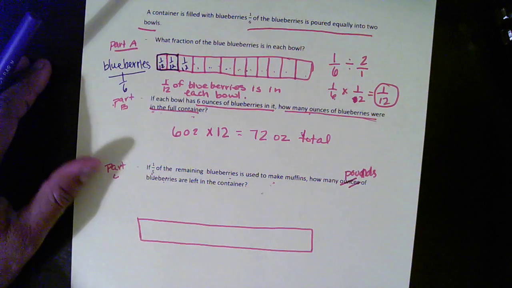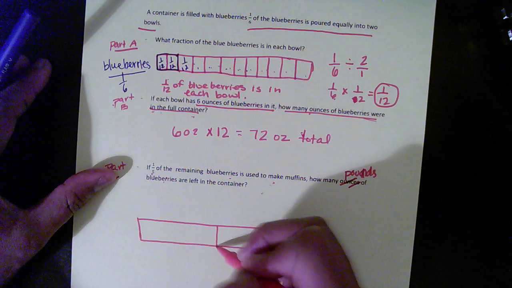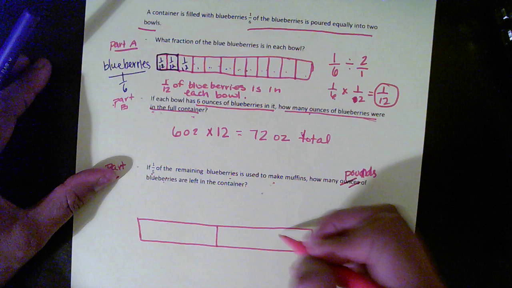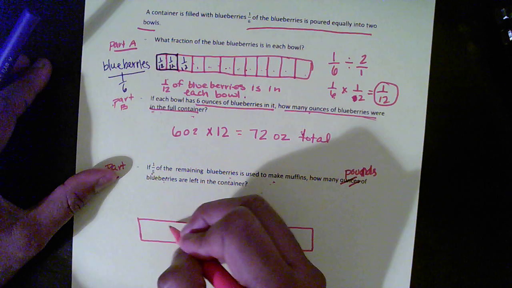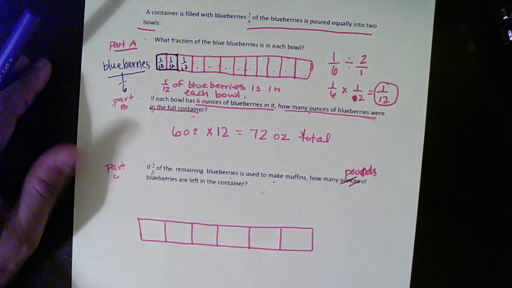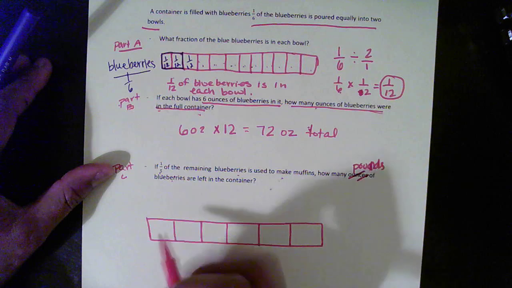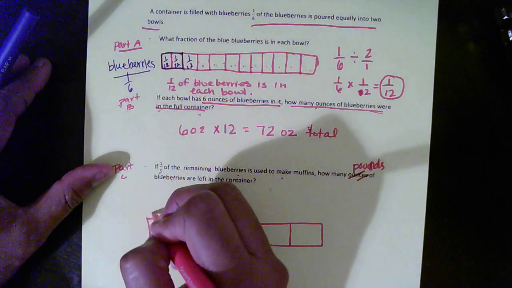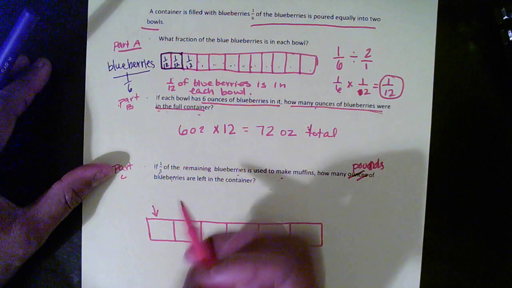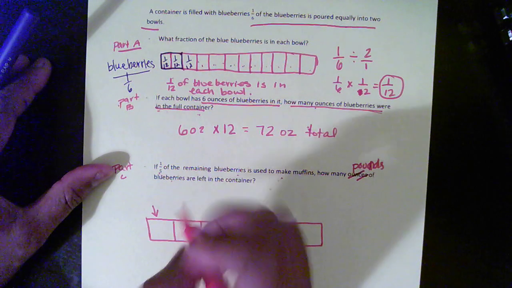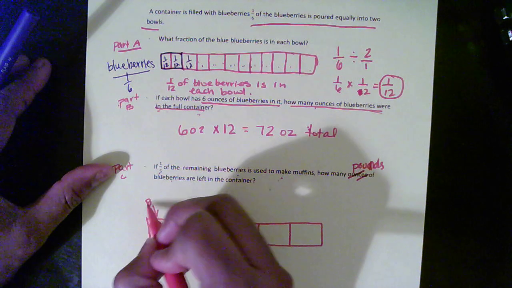Okay, that looks better. I'm going to break this up into 6 again. Break this into thirds. Break this into thirds. Okay, now let's label this the blueberries. This was what was used, right? Can we say that this is blueberries?